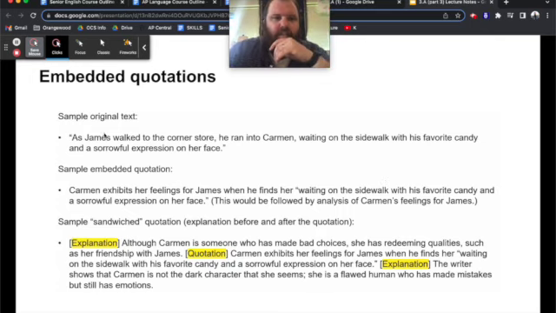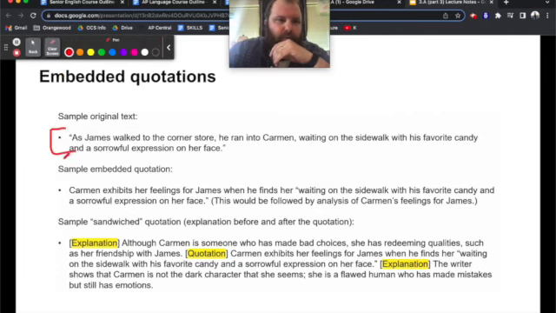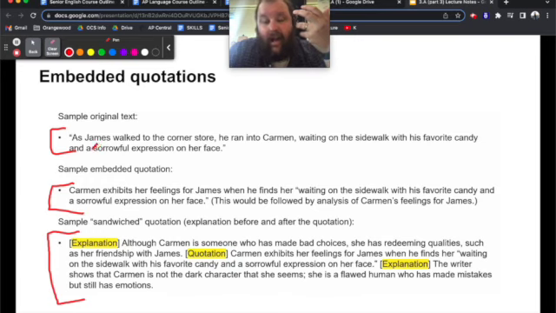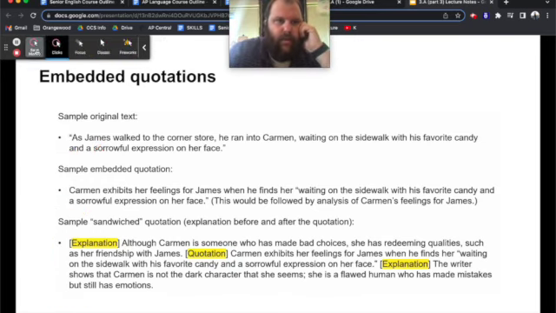All right. So moving from the original quote, here's an embedded version. Here's the final version with some commentary or some explanation. Right. That's the idea.